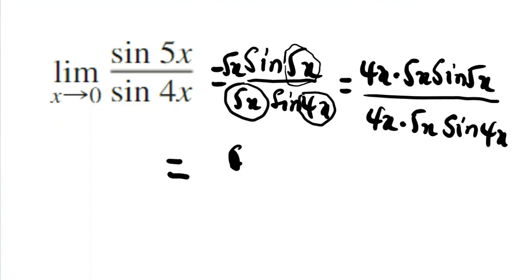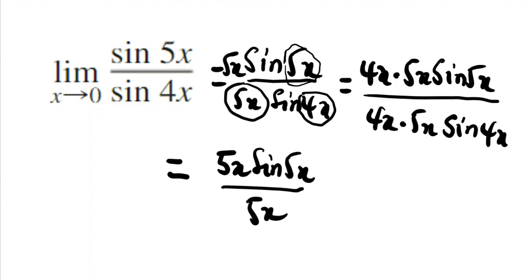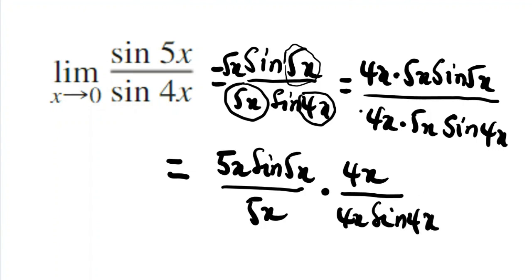So I can basically just have 5x sine 5x all over 5x, right? Multiplying 4x over 4x multiplying sine x sine 4x. I just separated this thing.